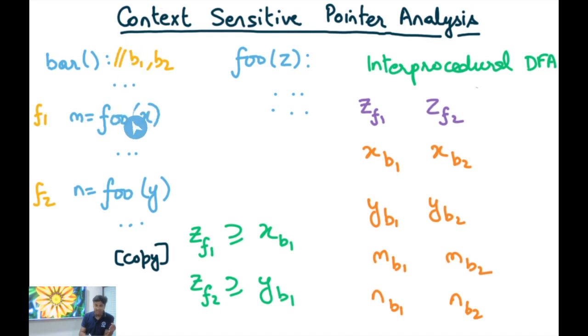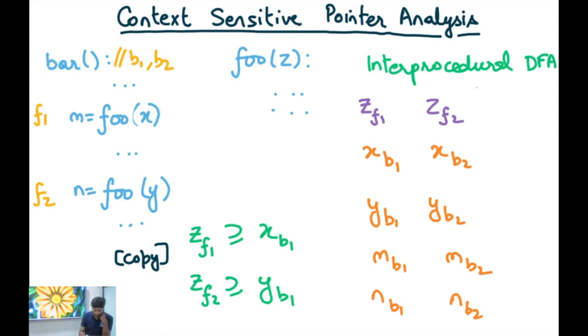If I was analyzing bar in context b1, then when I hit this statement and transfer across this function call, the value that I'm actually tracking for x is xb1, because I'm analyzing bar in b1. And then when I do the transfer, I analyze foo in f1. So zf1 is updated using xb1. And in the case of a points-to graph, recall the update basically involves addition of outgoing edges. So in other words, the outgoing edges of zf1 in the points-to graph will be a superset of the outgoing edges of xb1.